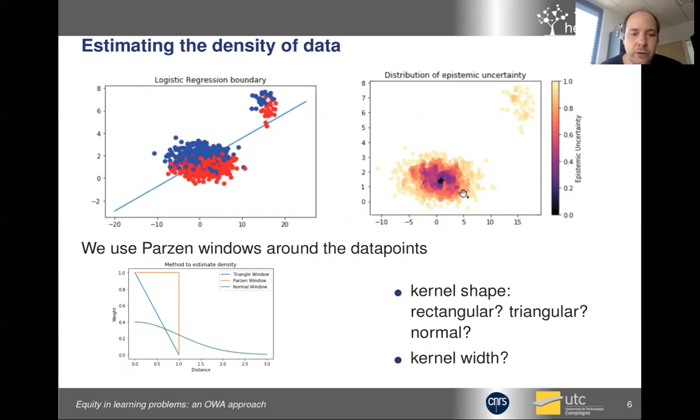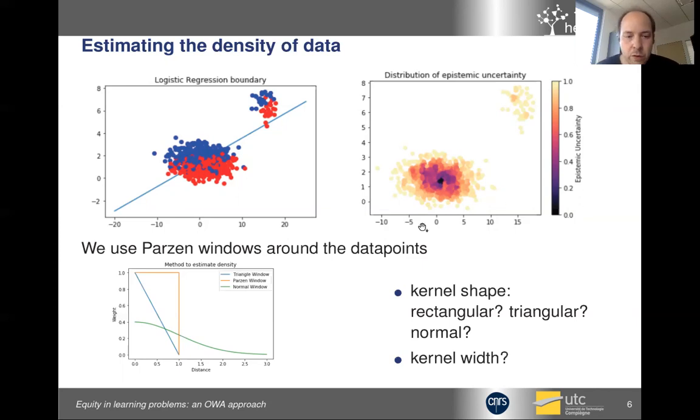To estimate those densities, in the work we present here, we basically used bars and windows around the data points, so clearly classical density estimation procedures. You can question, of course, the kernel shape and the kernel width. For the shape, we chose triangular, for instance, and the width is just the average distance between all the training points we have encountered.